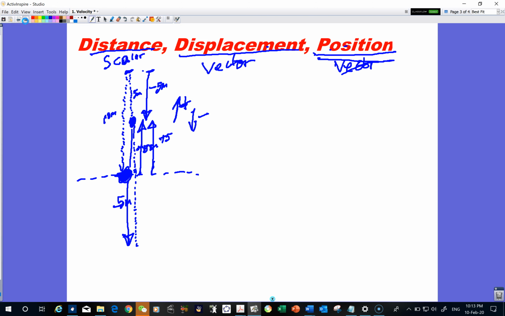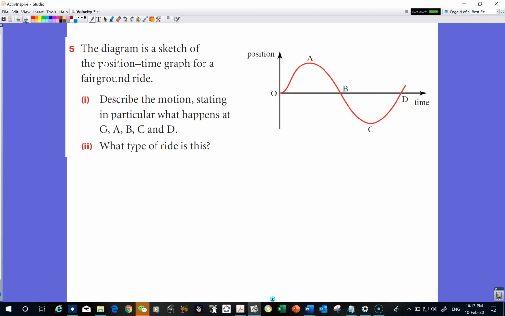Okay, there was this question. We are told that the diagram is a sketch of the position time graph for a ride, position against time. We are asked to describe the motion, what happens at the points O, A, B, C, and D.